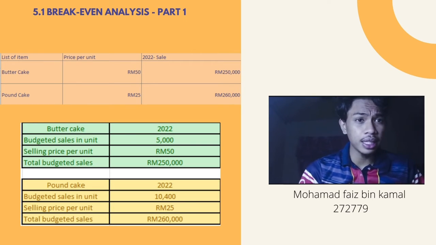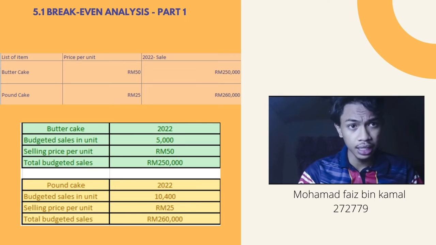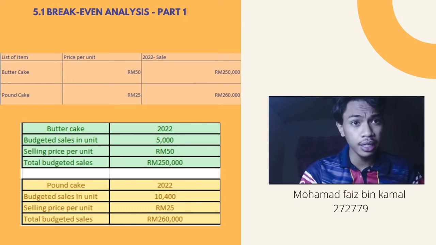And then we estimated that to get the sale for butter cake and pound cake, for the butter cake, the unit sale to get the RM250,000 is 5,000 units. And then for the pound cake, we have 10,400 units to get RM260,000 in 1 year.